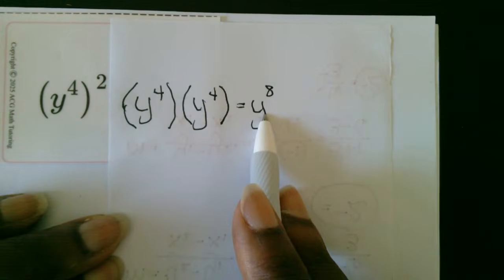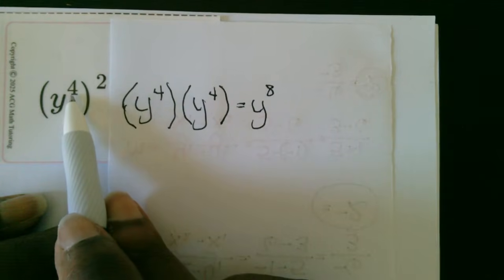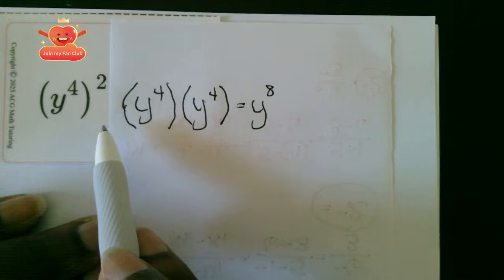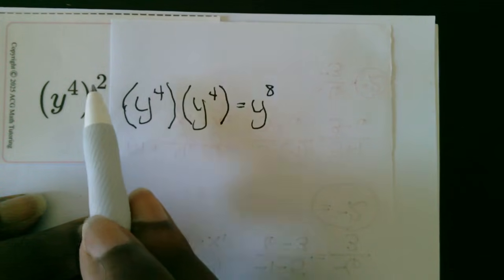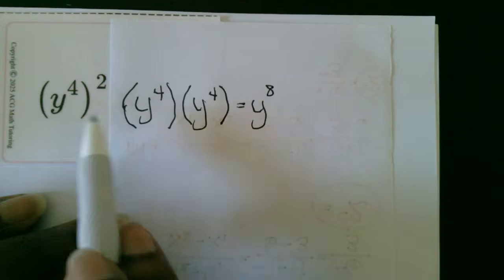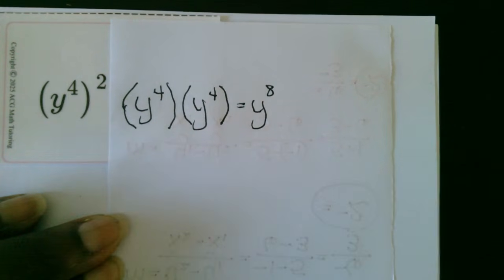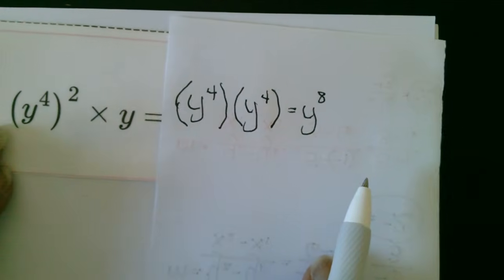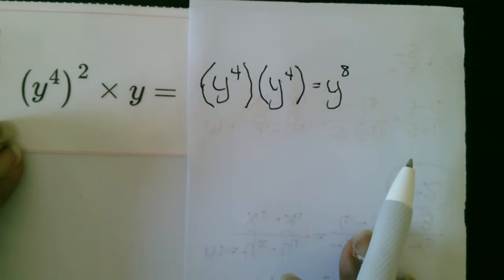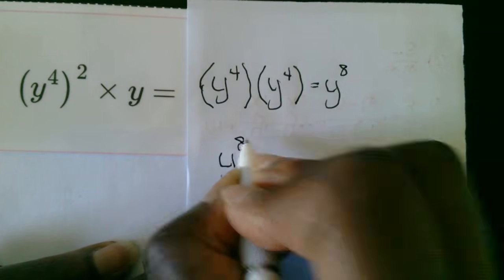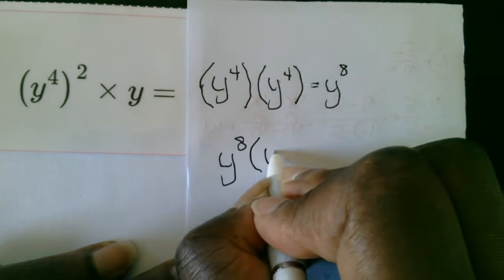Now here's a shortcut for this. When you see an exponent being raised by an exponent and separated by a parenthesis, you multiply the exponents. Okay, 4 times 2 also gives us 8. So instead of writing this expanded form, you could just go ahead and multiply the exponents, right? Okay, so there's nothing in front. But now, they want us to take this answer of y to the 8th and multiply it by y.